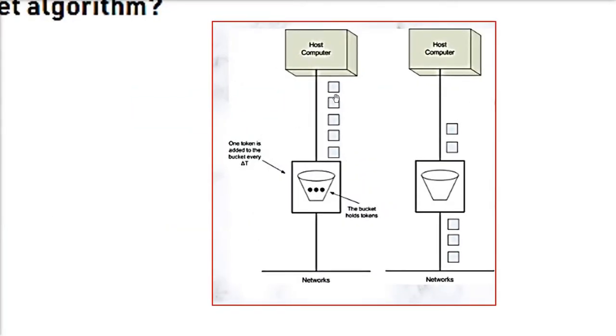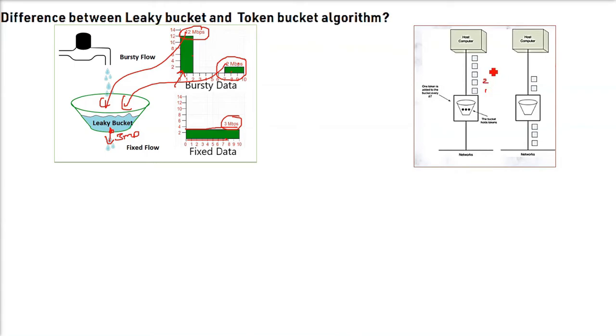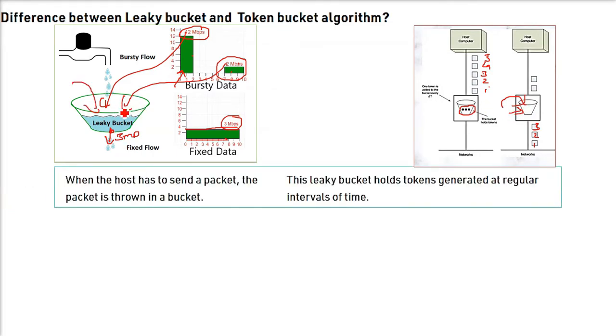Now, here we have 5 packets. In this bucket, there are 3 tokens. The packet has to grab a token and only then can it come out. So the first, second, third are getting the tokens inside the bucket, and they are coming out. But the tokens are finished now. So these 2 remaining packets will remain as they are. They will not be able to enter the channel.